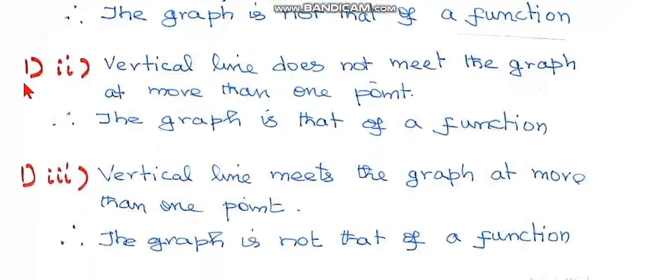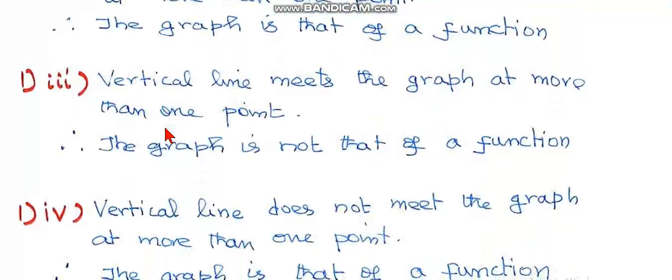Question number 1, second subdivision. Any vertical line does not meet the graph at more than one point. Whatever vertical line you draw, that will not cut the graph at more than one point. Therefore, the graph is that of a function.